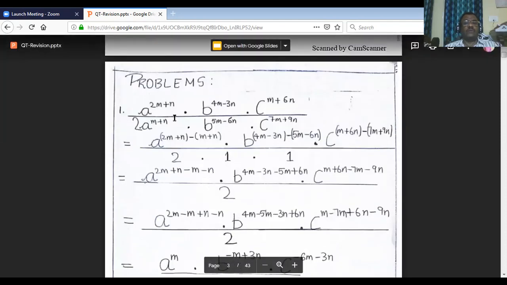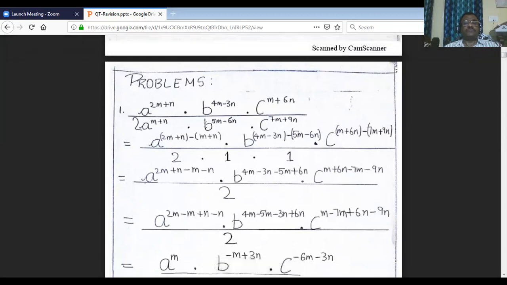Let me explain one simple problem, on how exactly these laws can be applied. Look at this formula: a to the power of 2m plus n into b to the power of 4m minus 3n into c to the power of m plus 6n, divided by 2 into a to the power of m plus n into b to the power of 5m minus 6n into c to the power of 7m plus 9n.